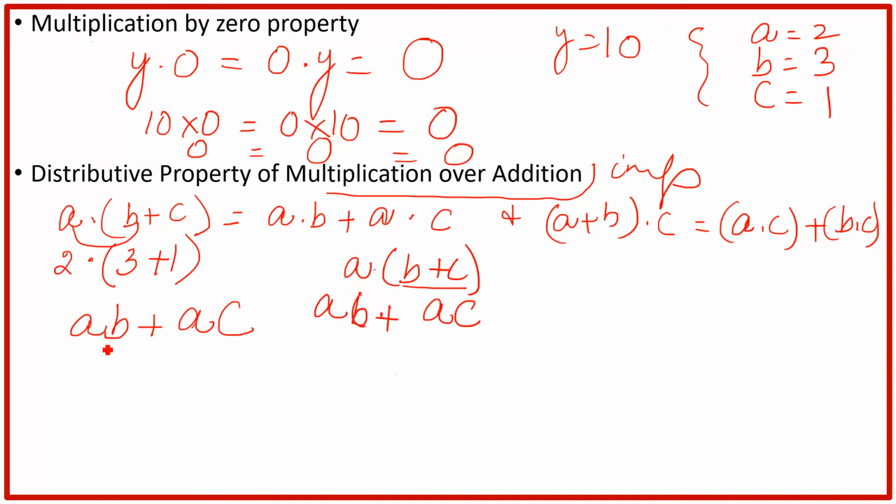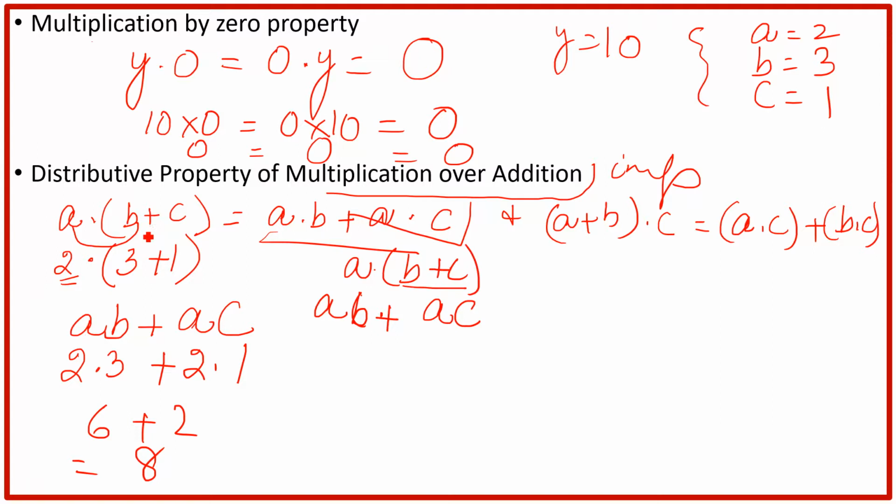So here is a and b. What is a? We have 2. b we have 3, then plus 2 and 1, so it is 6 plus 2, which is equal to 8. We have solved this part: a multiplied by (b plus c) is equal to 8.